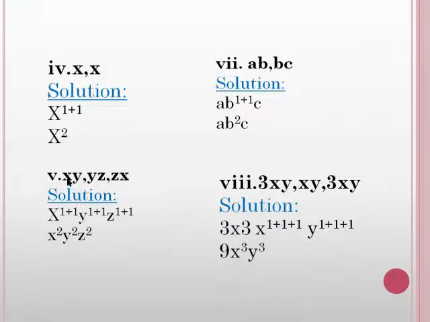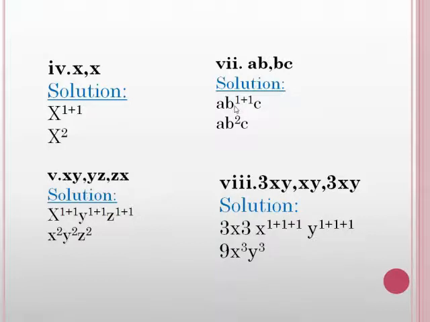Okay, the fifth part is xy comma yz comma zx. Here the like terms are x, 2 times, so we add their exponents, 1 plus 1. y appears 2 times, so we add their exponents 1 plus 1, and z appears 2 times, so here we write their exponent 1 plus 1. So x square, y square, and z square. Okay, in the seventh part we have ab comma bc. Now both expressions carry the same variable, which is b, and b has the exponent 1, and here it is also 1.